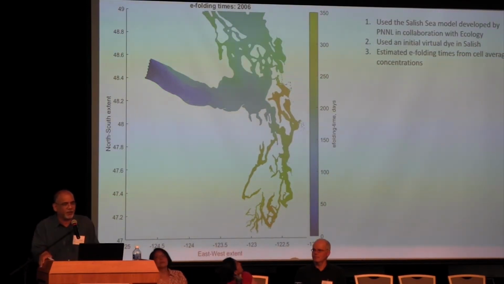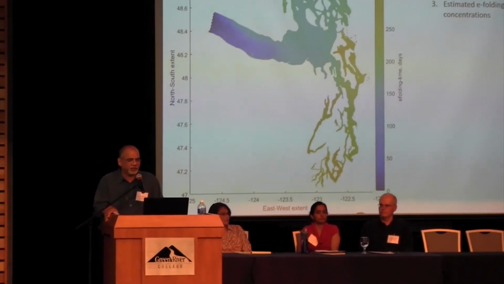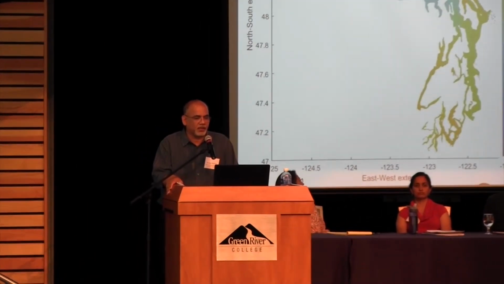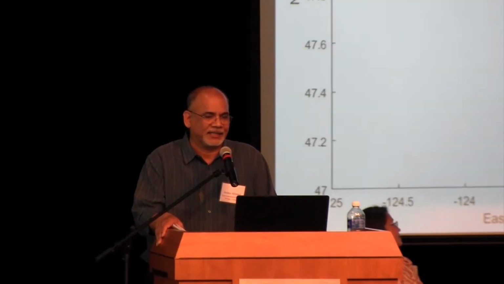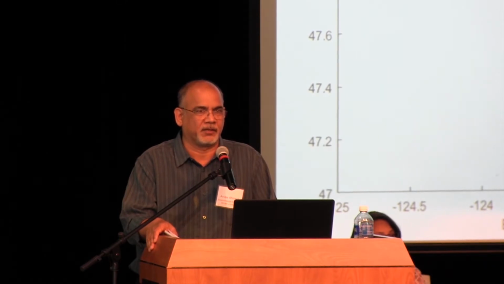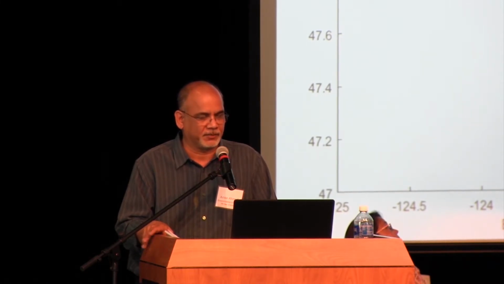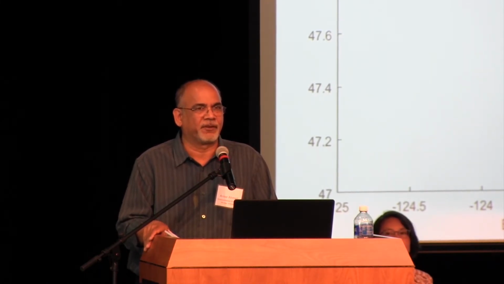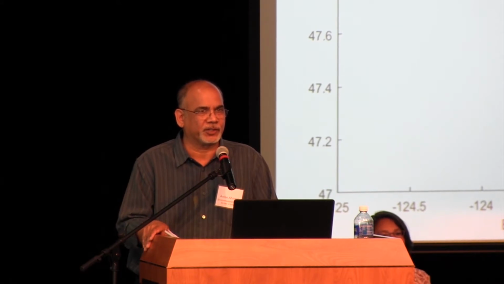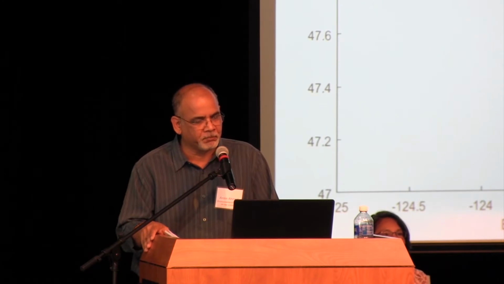So here is a map of residence times from 2006. The legend here is the e-folding time in days. If it is dark blue, it is 0 days, so the flushing time or residence time is 0 days. And if it is deep yellow, it is 350 days, meaning that it takes 350 days for the initial dye concentration to reduce down to 0.37 of its initial value.